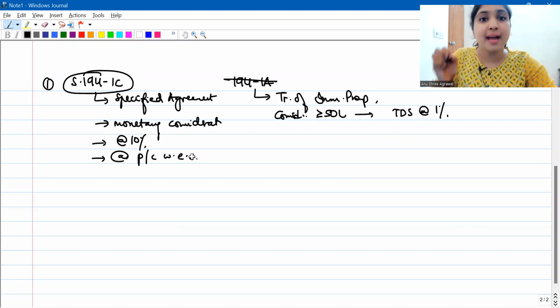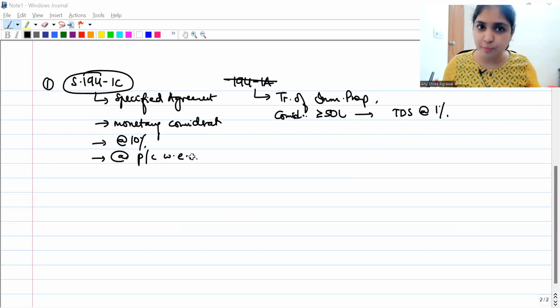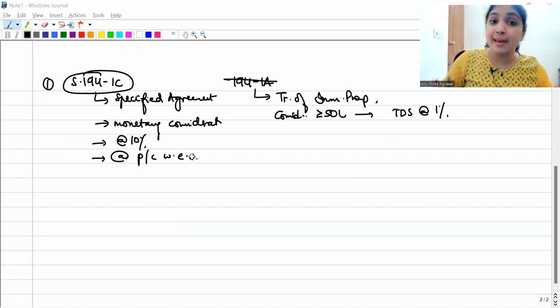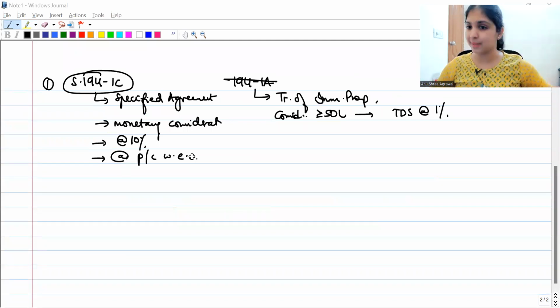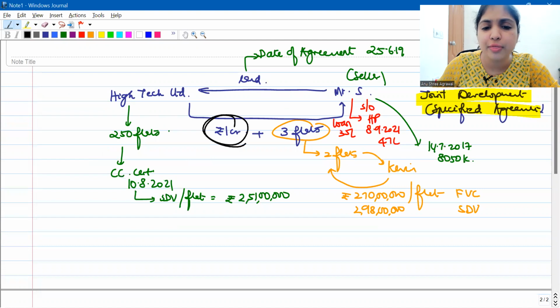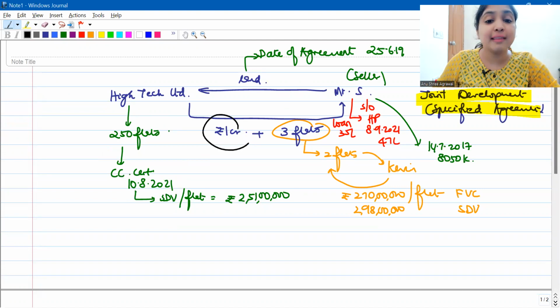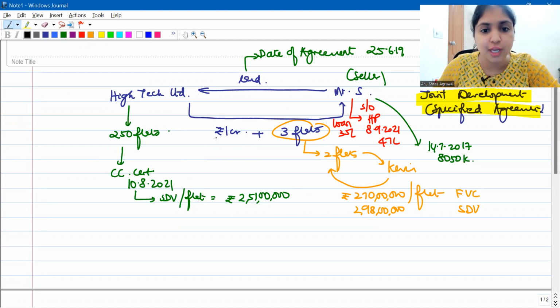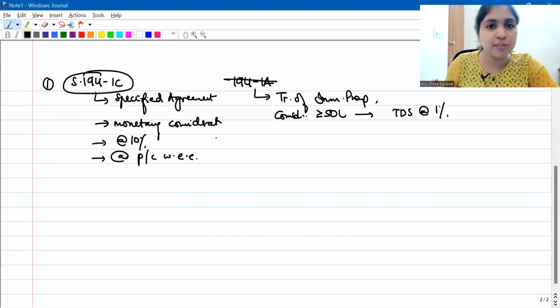So point number 1, as soon as you see transfer of immovable property, no doubt Section 194IA comes to your mind. But then at the same time, in case it is a joint development agreement or a specified agreement, we do not apply 194IA. Instead, we apply 194IC. 194IC also, remember, applies only on the monetary consideration part, and there are no limits here. Irrespective of the amount, you will deduct tax at the rate of 10%.